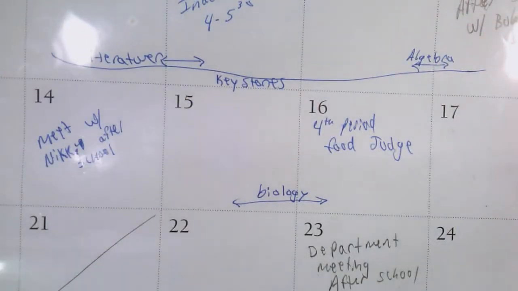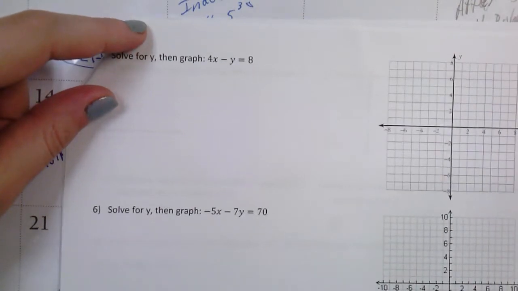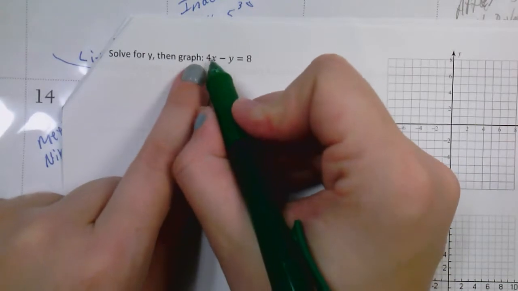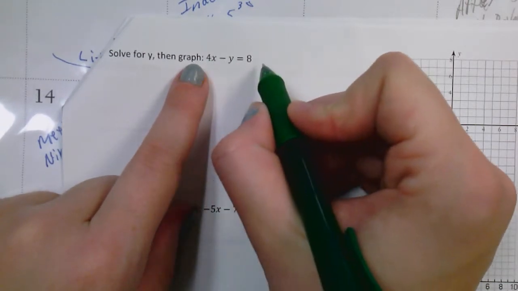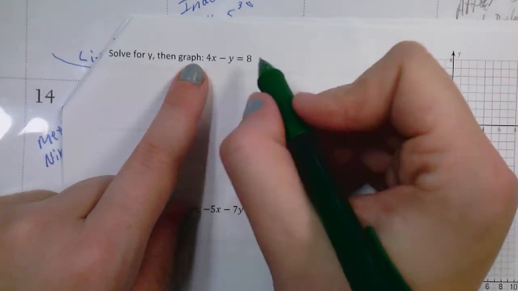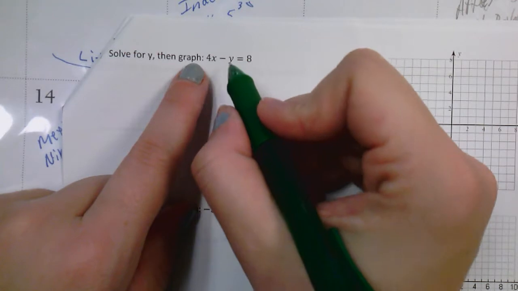Going on to the next page, solving for y has actually been the hardest topic for many people because a lot of times you might recognize that you need to get rid of this 4x, but you're not quite sure how to send it over to the other side. You have this negative y, and you're like, I don't really know how to go about this. In this particular problem, there are 2 ways to go about this.